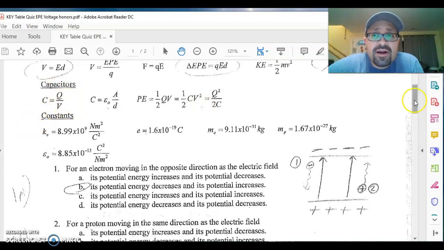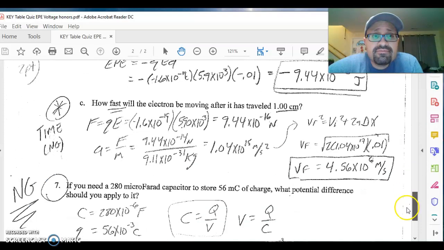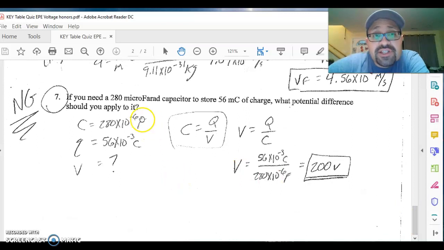For this particular problem, they give us the capacitance of the capacitor. They give us the charge that is stored up on one of the plates. So we can find the electric potential between the two plates. So you solve for voltage here. You take the 56 times 10 to the negative 6 coulombs. You'll notice this is a conversion into the standard coulomb. Here, we're converting microfarads to standard farads. You end up getting an electric potential difference of 200 volts across the plates of the capacitor.